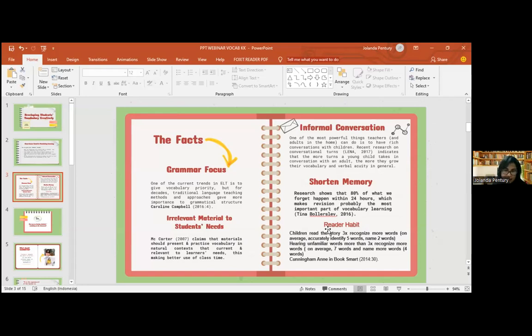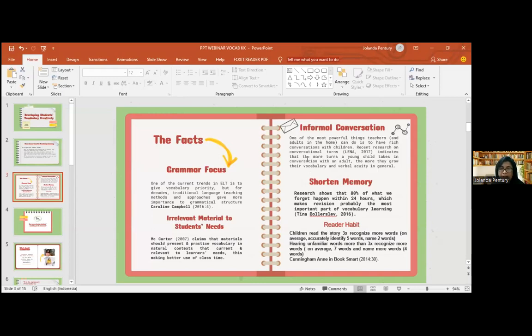And the second one is irrelevant material to students' needs. MacArthur claims that materials should present and practice vocabulary in natural context, just like Ms. Kim already explained, that direct teaching. This is natural context that is current and relevant to learners' needs, making better use of class time. But sometimes we don't use the natural context for our students.